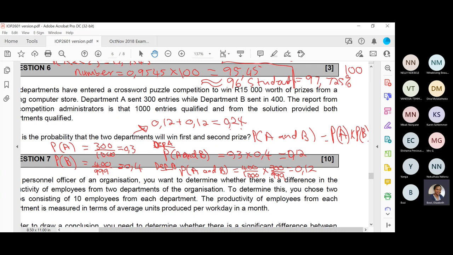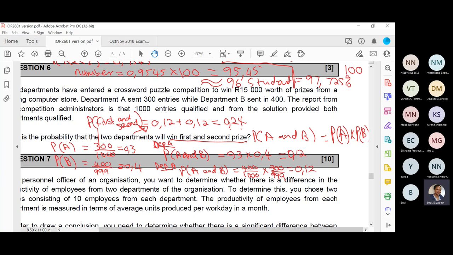So you just need to follow that step. We could have just taken this and substituted the 0.3 times 0.4. We could have just said 300 divided by 1,000 times 400 divided by 999, and it would have given us 0.12. And then the last part is to add both of them to find the probability that departments A and B win first prize and second prize. So the probability of first and second prize equals 0.12 plus 0.12, which is 0.24. That will be the answer to the question.